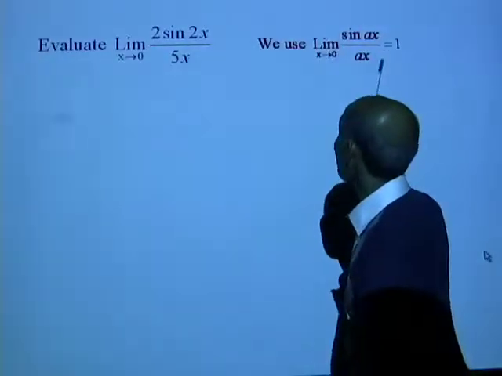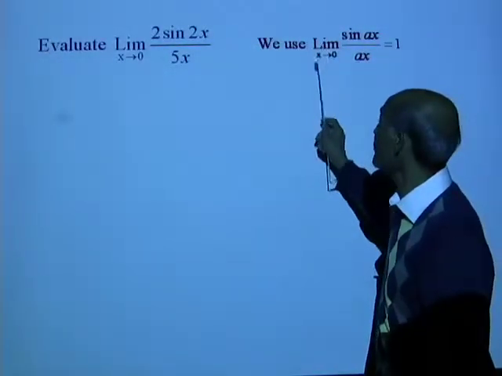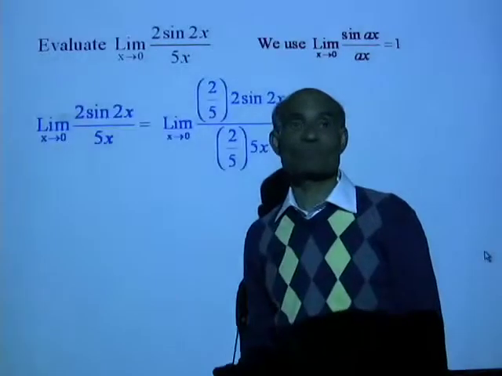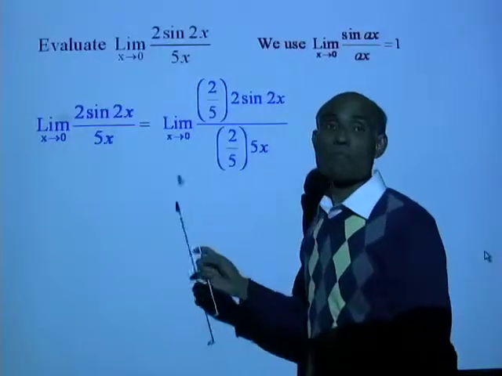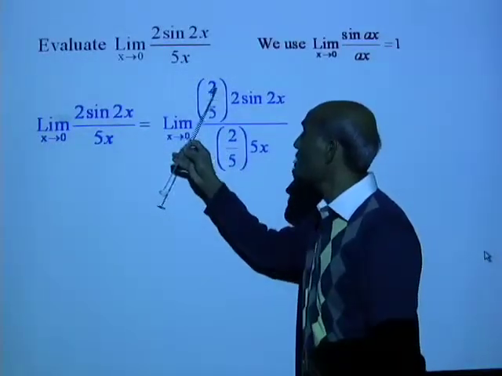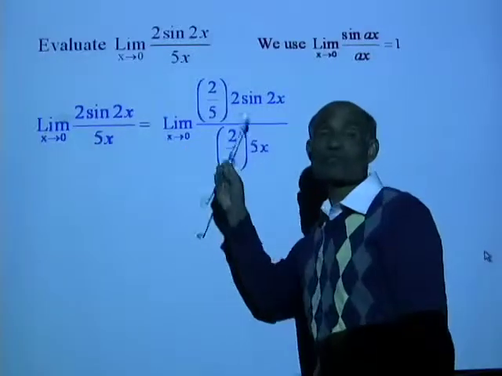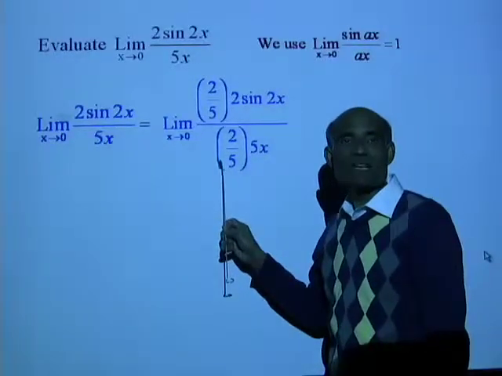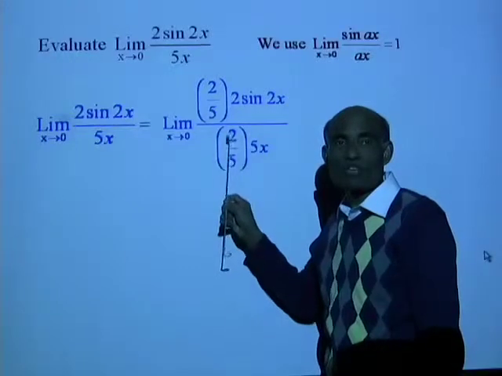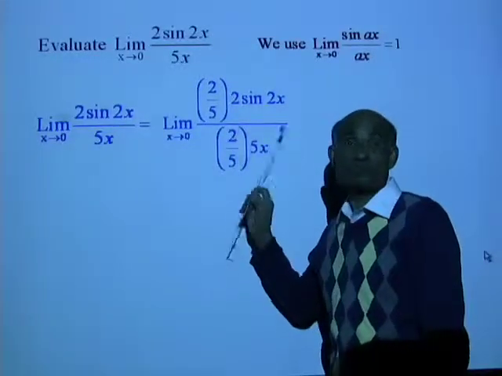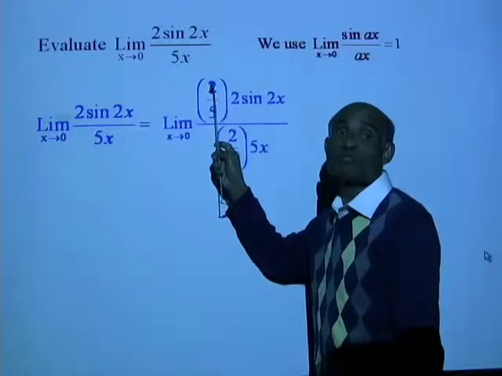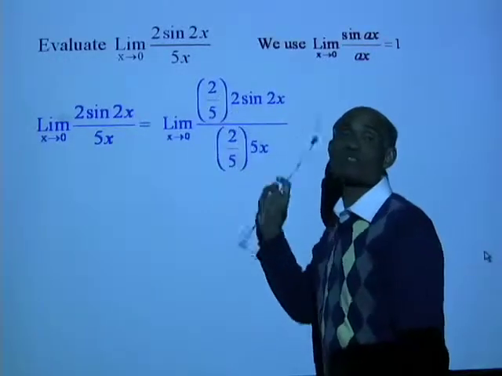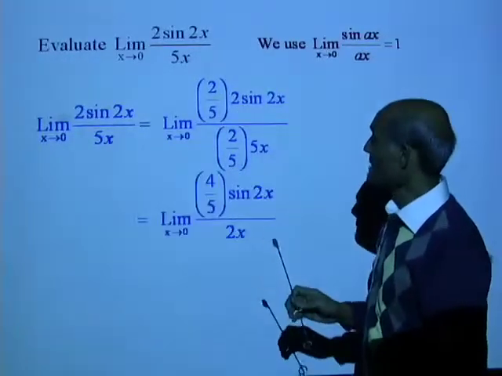So we are going to use this result. The result is limit x approaches 0, sine ax over ax equal to 1. Now look at what I have done. I multiplied the numerator by 2/5 and the denominator also by 2/5. Now, what did that do to the denominator? The 5 and 5 cancel. The denominator becomes 2x. That's what we want actually. And the numerator is 2 times 2, 4 over 5, so 4/5 sine 2x.